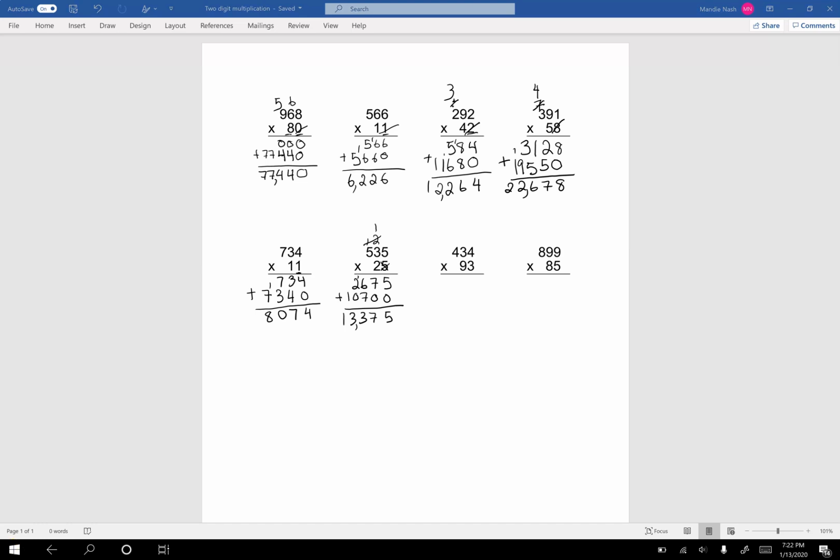Moving to the next one, we have 434 times 93. So it's 12, carry the 1, 3 times 3 is 9, plus 1 is 10, carry the 1, 3 times 4 is 12, plus 1 is 13. So I'll cross everything off here and put my 0 as a placeholder. And now we have 9 times 4 is 36, carry the 3, 27 plus 3 is 30, carry the 3, 9 times 4 is 36, plus 3 is 39.